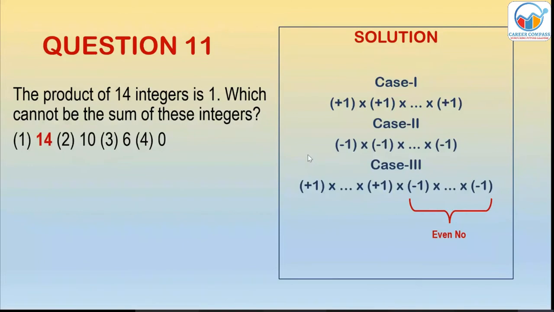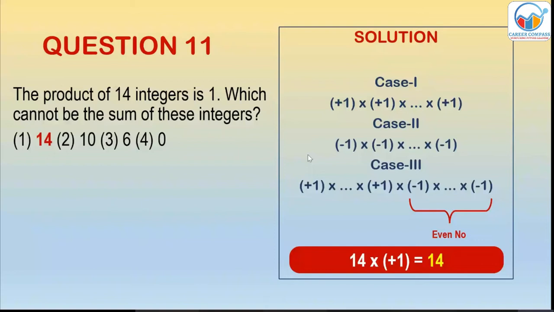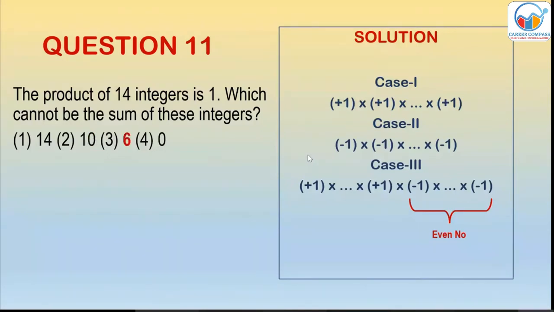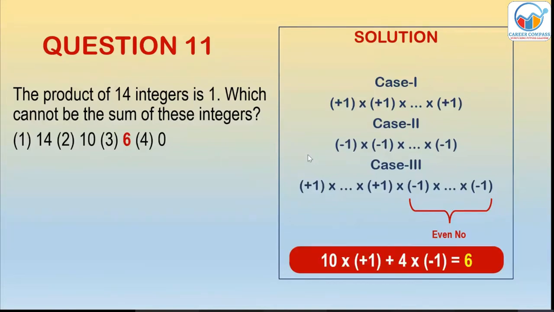So here it asks which cannot be the sum of the digits. You see, if all the numbers are +1, then it is definitely possible to have the sum as 14. If 12 of the numbers are +1 and 2 numbers are -1, then we can have 10 as the sum, which is option 2. In the third case, if 10 numbers are +1 and the remaining 4 numbers are -1, then the sum will be 6.